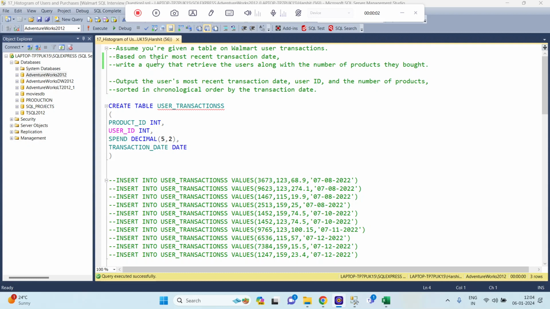Good morning, everyone. So let's solve another SQL question which is asked by FAANG, an MNC company. Assume you are given a table on Walmart user transactions.